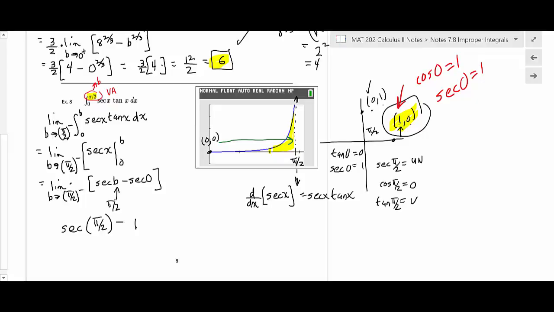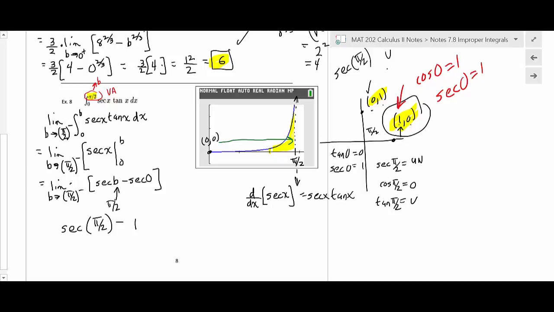Now let's think about what's happening on the secant of pi over 2. If you were to do the secant of pi over 2, what would happen?